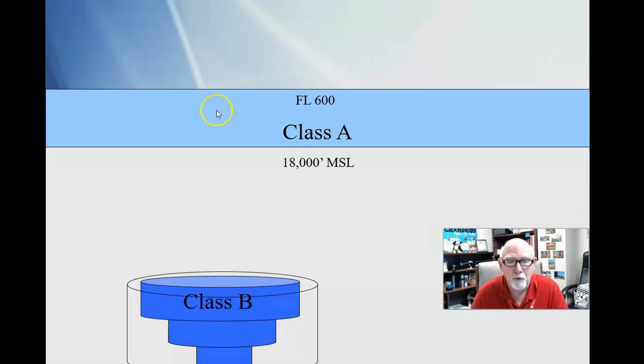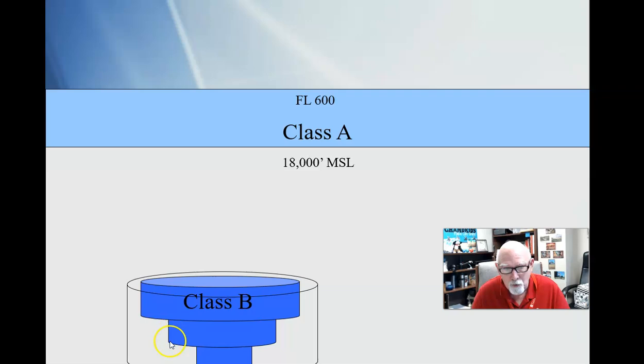There's your Class A airspace right here. Now your Class B airspace, you'll notice it looks like an upside-down cake. So from about 10,000 feet down to a specific altitude here, out to that 30 miles, that will be your Class B airspace, and you can fly underneath of that.